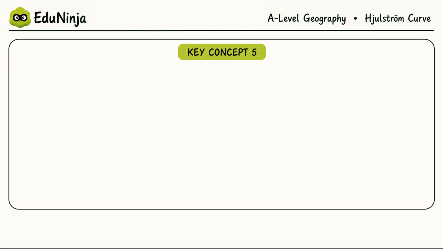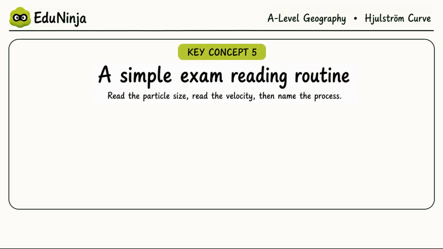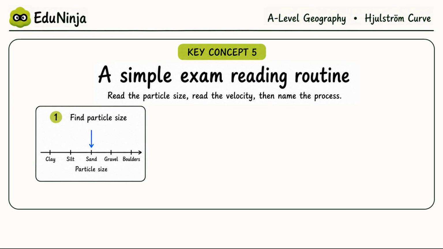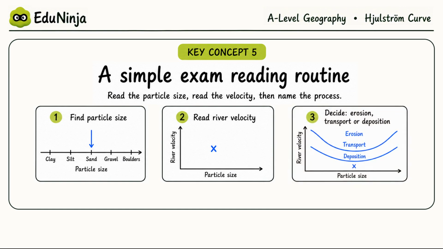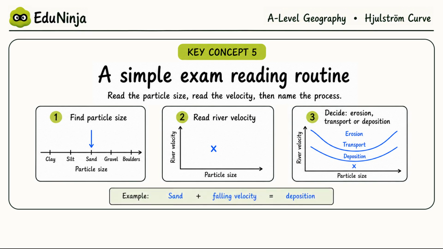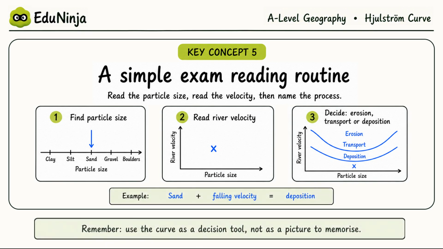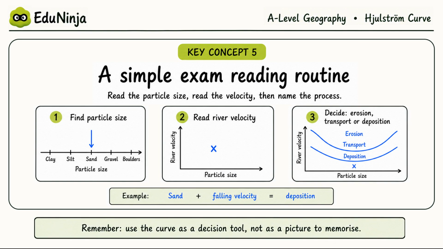For an exam question, use a simple three-step routine. First, identify the particle size. Second, read the river velocity. Third, compare that point with the curve and name the process: erosion, transport, or deposition. For example, if the particle is sand and the river is slowing down, the point moves below the settling threshold, so the correct process is deposition. Always explain the decision using the graph, rather than simply naming a zone.